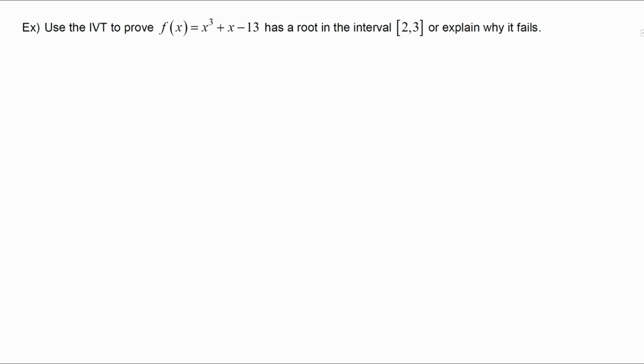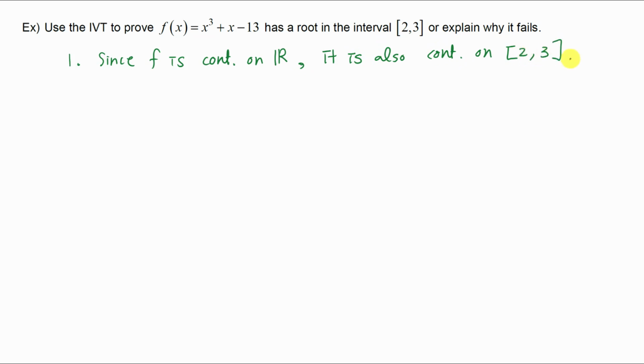So here, let's check the first one. f of x is x cubed plus x minus 13 and it's a polynomial. And you can quote that every polynomial is continuous on all real numbers. I'm going to say since f is continuous on all real numbers, it is also continuous on the closed interval 2 to 3. Number 2, we've got to check endpoints.